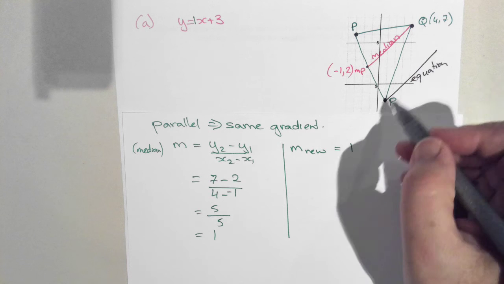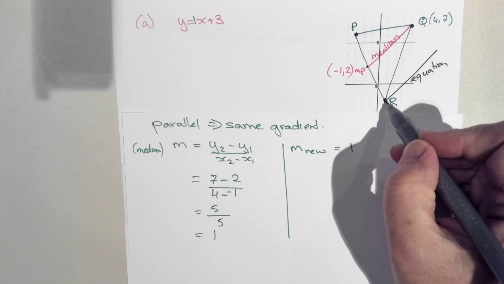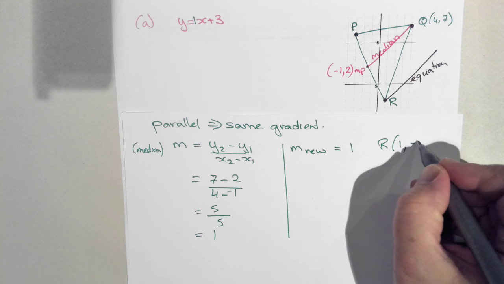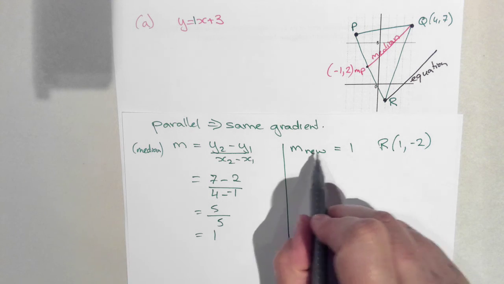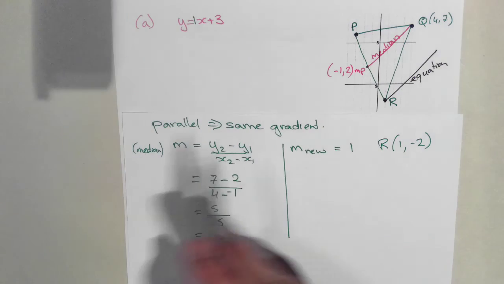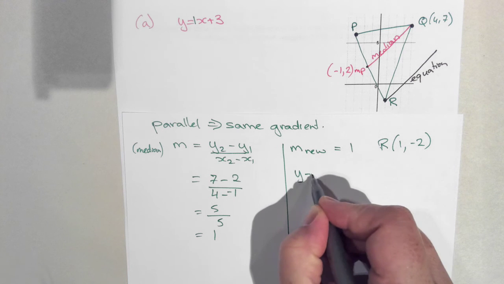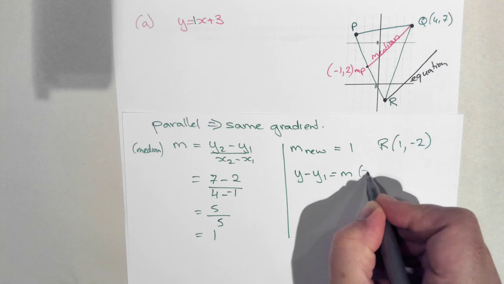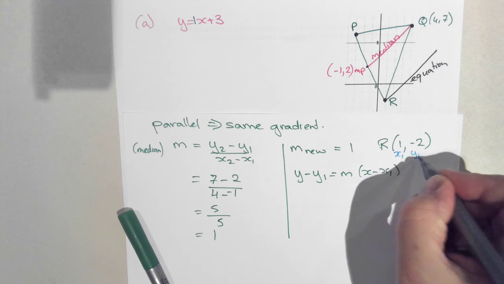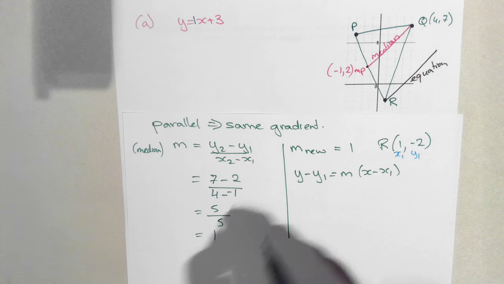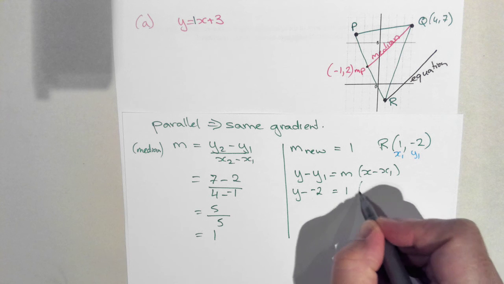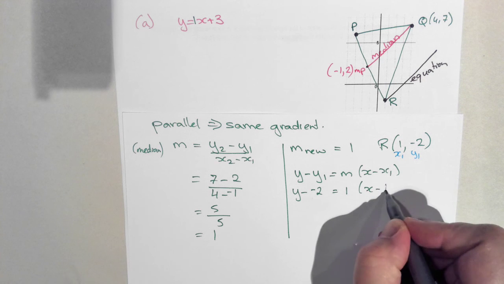What else do I know about the equation of this line here? I know that it's got to cut through point R. So what are the coordinates of point R? Well, R is equal to 1, -2. So I know the gradient and I know the coordinates of the point, and we want to find the equation. That's what it was asking for. So let's write down y minus y1 equals m bracket x minus x1. So remember, this is our x1, y1, and there's our gradient m. So y take away y1 is -2, m is 1, x take away x1, which is 1.